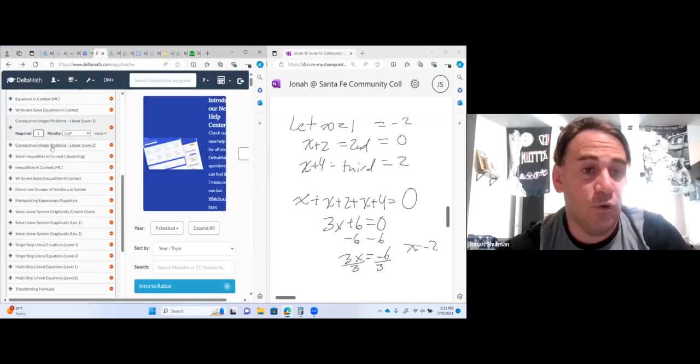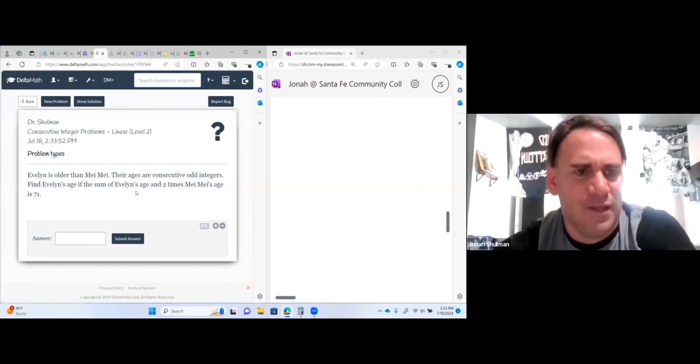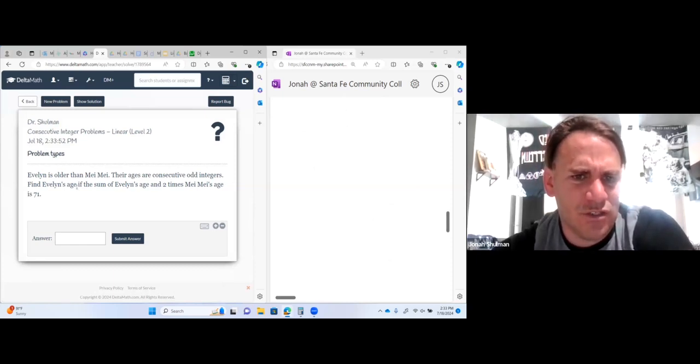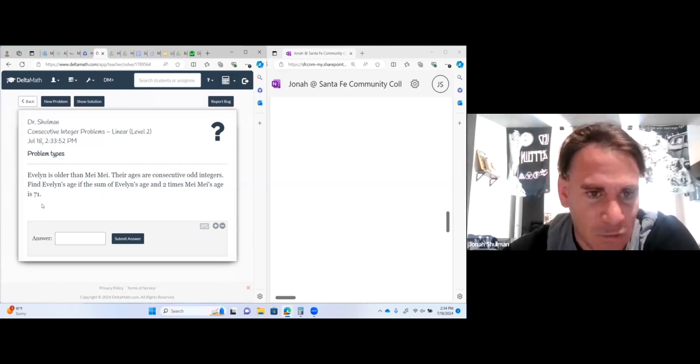Way to get tougher. Oh, that was just level 1? Woo! All right. Evelyn is older than May. Their ages are consecutive odd integers. Okay, so even or odd, we're still adding 2. If the sum of Evelyn's age and 2 times May's age is 71, what?